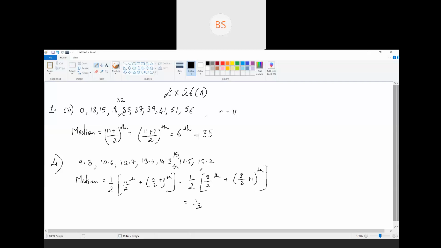Now the fourth term is 13.4 and the fifth term is 14.3. So the average of this will be half of 27.7. So that will be 13.85 kg. Yes.